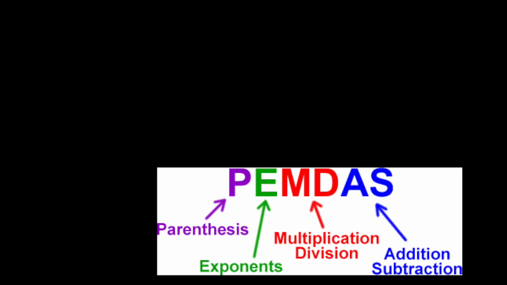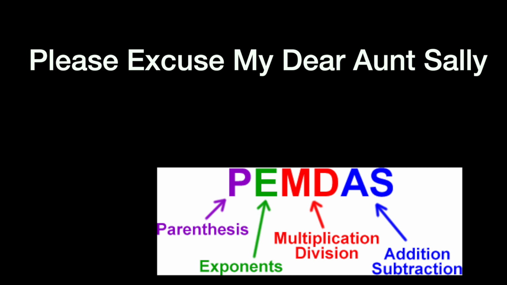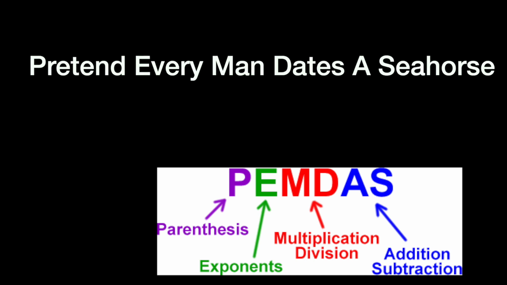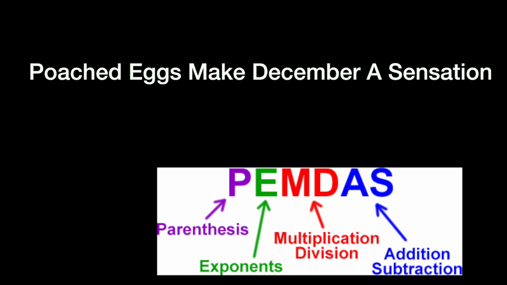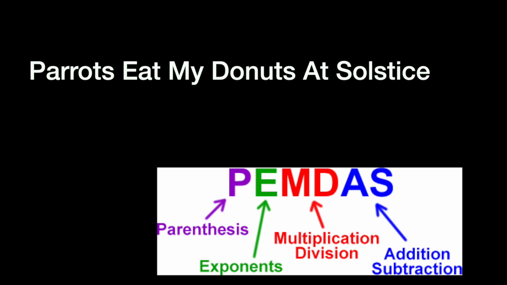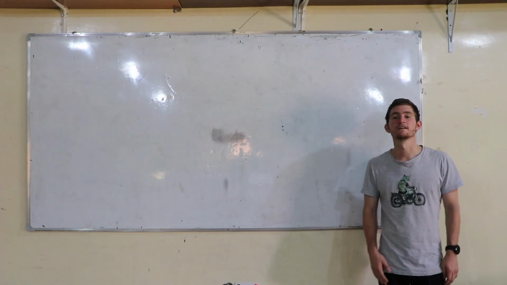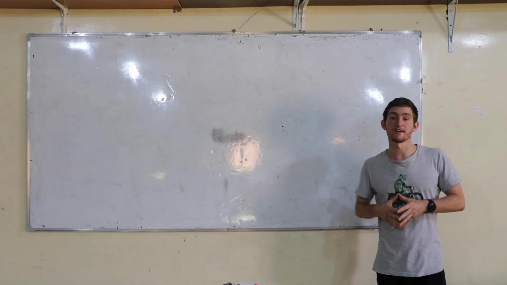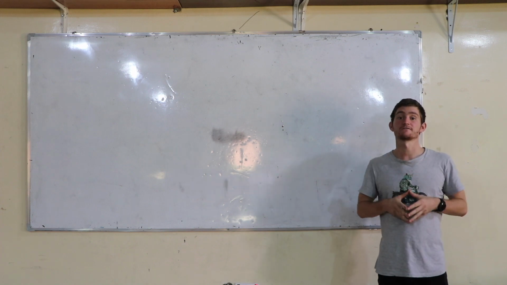So, PEMDAS could also be abbreviated as, please excuse my dear Aunt Sally. Pretend every man dates a seahorse. Poached eggs make December a sensation. Provoked elves maim dangerous alligators severely. Parrots eat my donuts at solstice. So there are many different ways you can memorize this acronym.